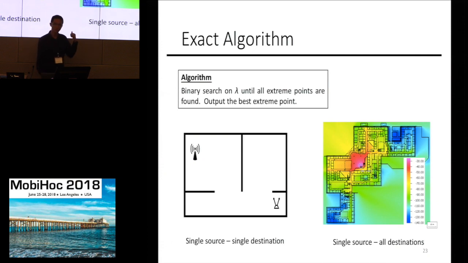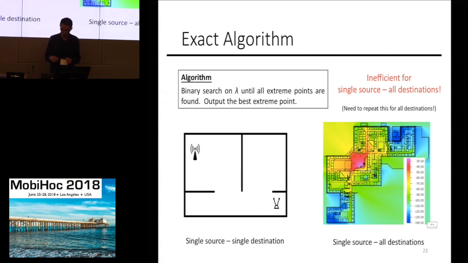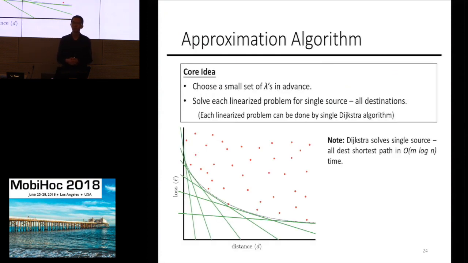If we try to use this XI algorithm, we need to somehow repeat it for all destinations. So this means that it's still not good enough. Therefore, we designed an approximation algorithm to make an improvement on the XI algorithm in the version of the all destination.